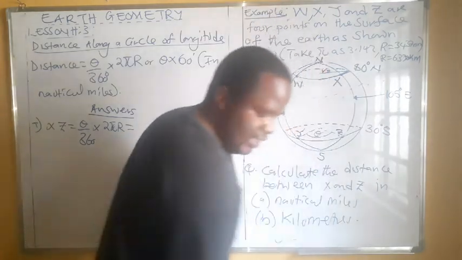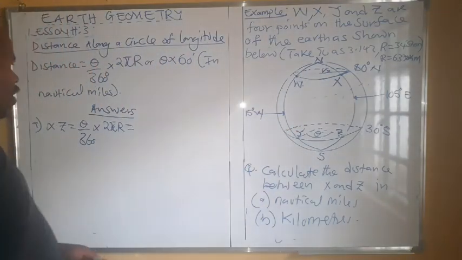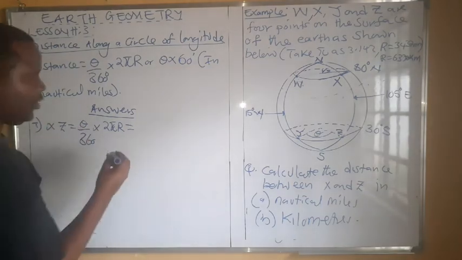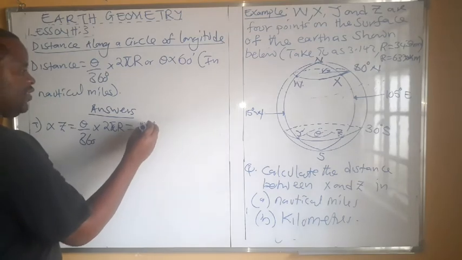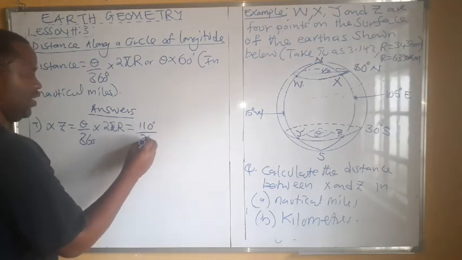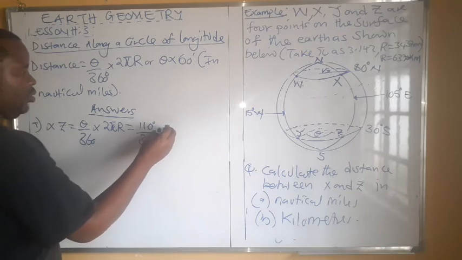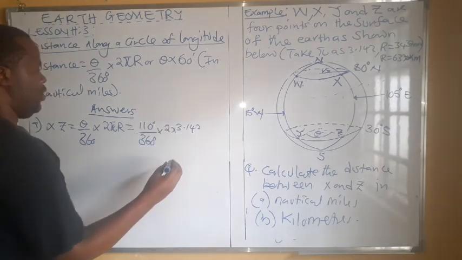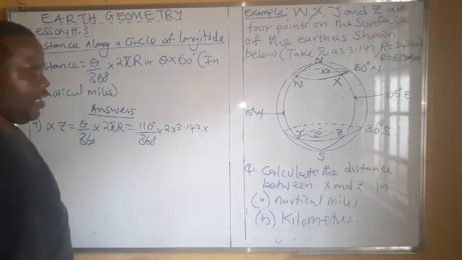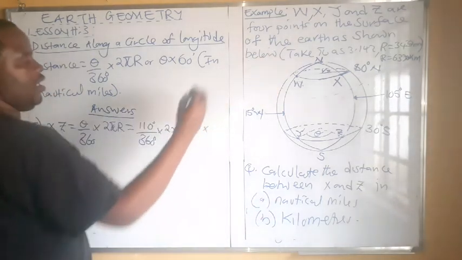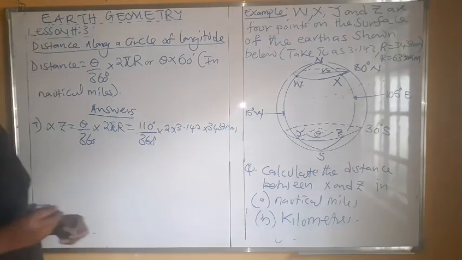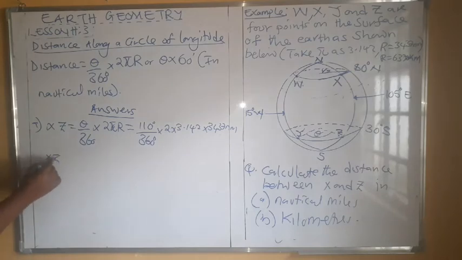But in this case, our interest is to get the distance between X and Z. So we are going to say the angular difference, or difference in latitude, is 110. So we have 110 degrees divided by 360 times 2 times pi, 3.142, by the radius in nautical miles, 3437 nautical miles.